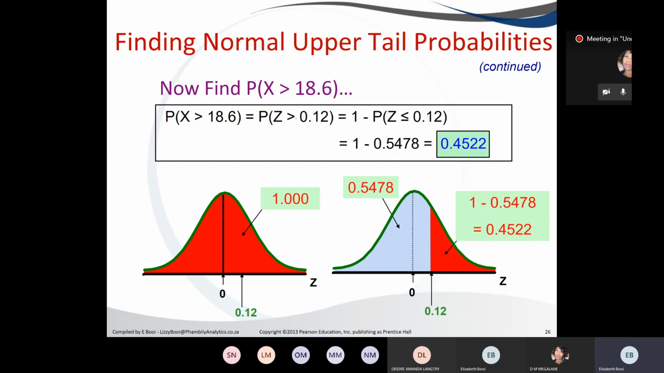Since it is greater than, we're going to say 1 minus the probability of the value we're going to find on the table, which is the less than 0.12. And we go to the table, we go and find that probability, and we did find that probability was 0.5478. We subtract that from 1, and we get that the probability is 0.4522.